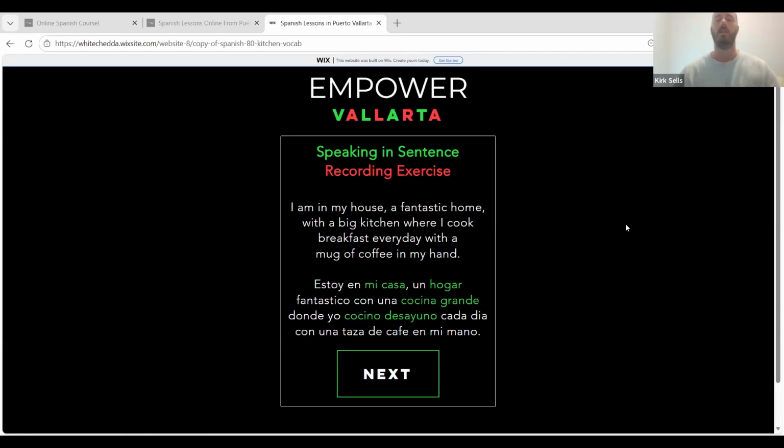So, this type of exercise we're going to see very commonly, and it's going to help us practice getting to that place. So, what we want to say in English is I am in my house, a fantastic home with a big kitchen where I cook breakfast every day with a mug of coffee in my hand. Nearly all of the things in this passage have been things that we covered either in today's lesson or in previous lessons. Sometimes things will come up that will continue to teach us new vocab or the use of a certain verb, a new verb that's not familiar to us.